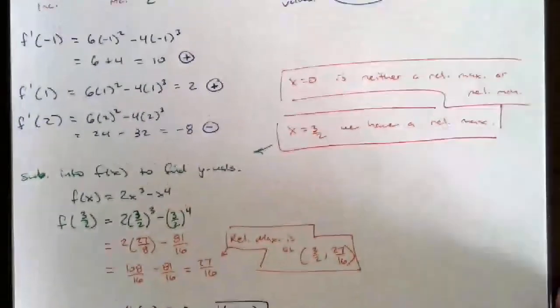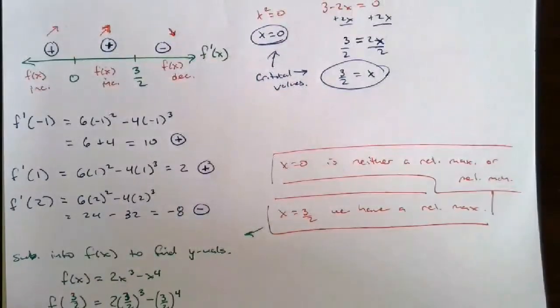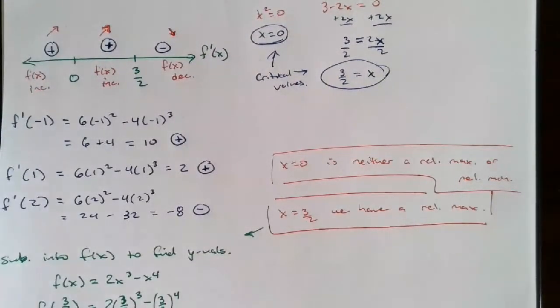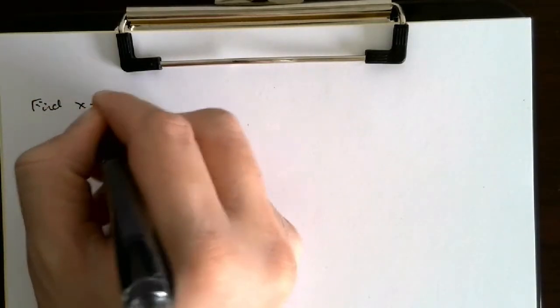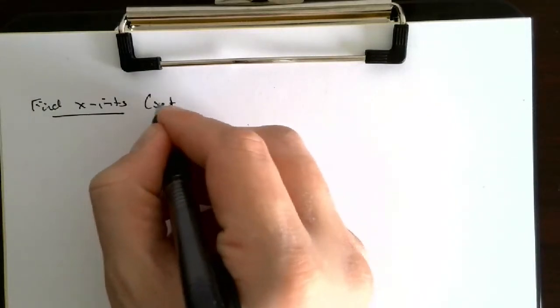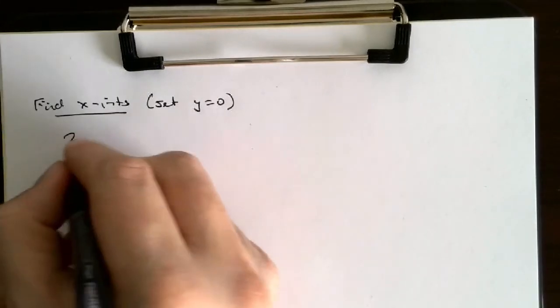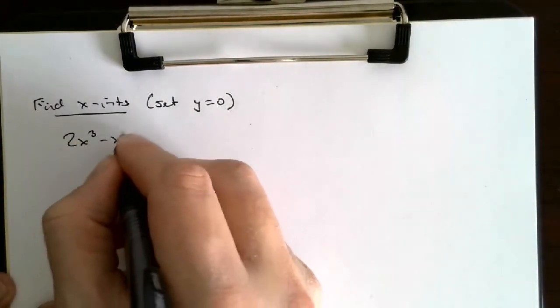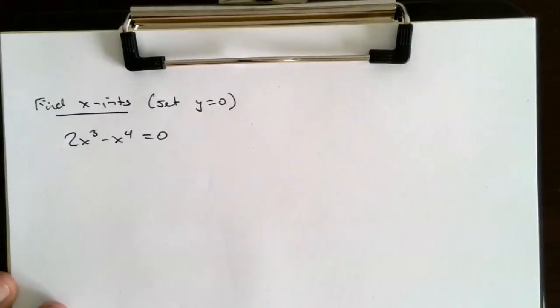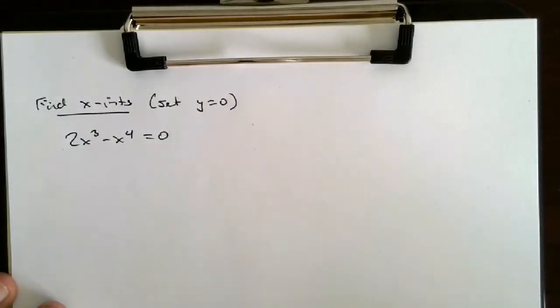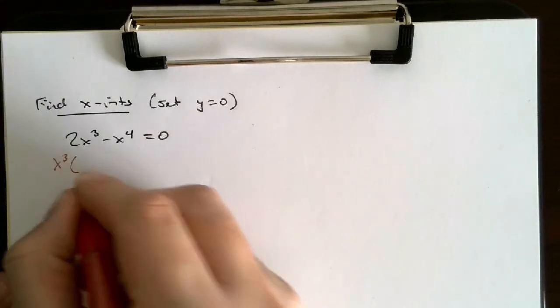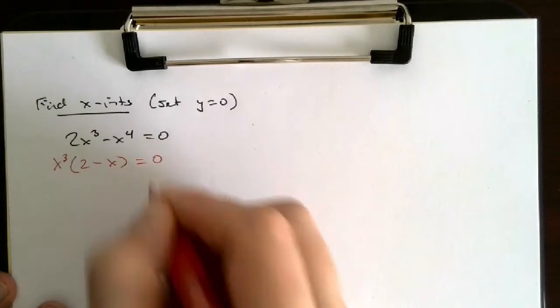So to sketch this graph, we have our relative extrema, and that's what we wanted. We also should use our x and y intercepts if we can. Sometimes it's easier than others to find them. If I said to find the x-intercepts for a graph, remember the way you do that is you set y equal to 0. I'm going to set 2x to the third minus x to the fourth equal to 0. That's the original function. And to solve this, what do we do? Well, you factor. So I'm going to factor out x to the third. I end up with 2 minus x equals 0.